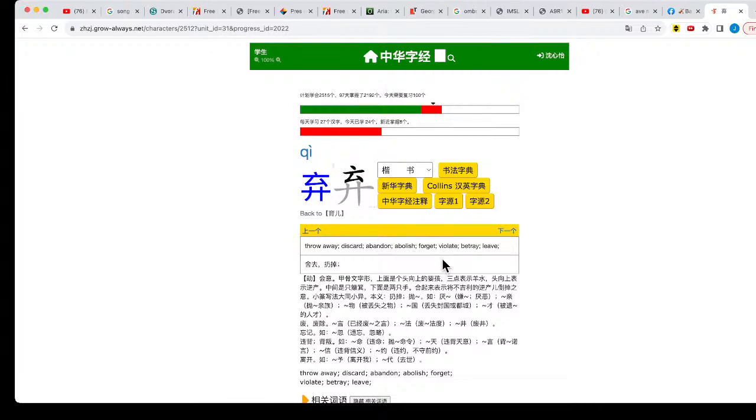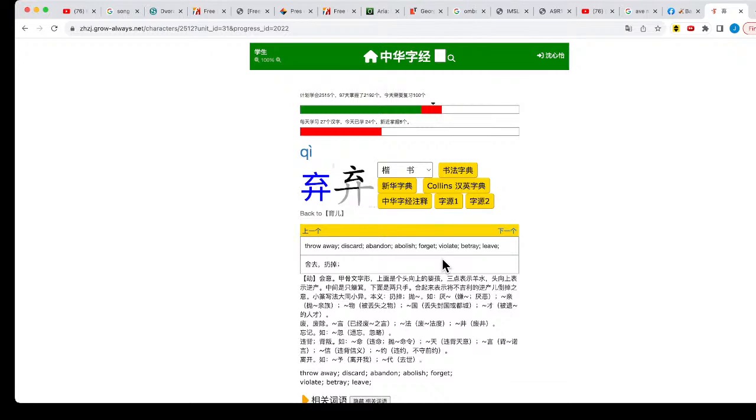弃. Okay, 弃 means throw away, discard, abandon, abolish, forget. And also like 契约, like you abandon, not violating or betrayal, right? For example, you have a contract, and then you're not gonna fulfill the contract. So you're breaking the agreement, and then you can call it 弃约, so you'll give up. You're not gonna complete the duty that the contract laid out.